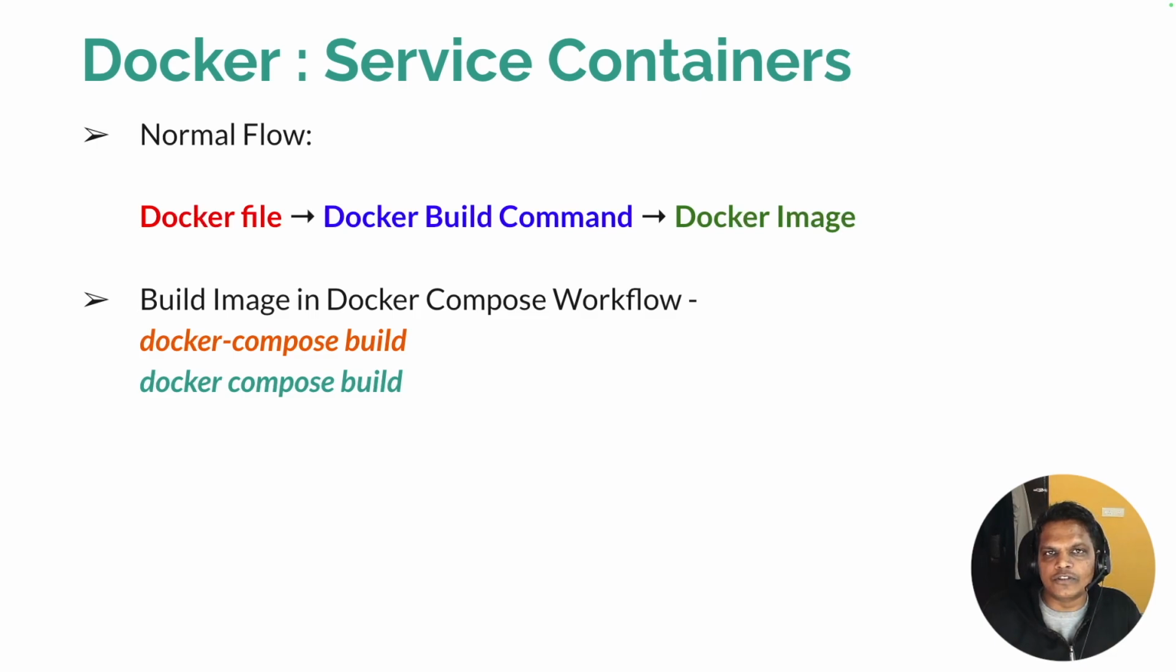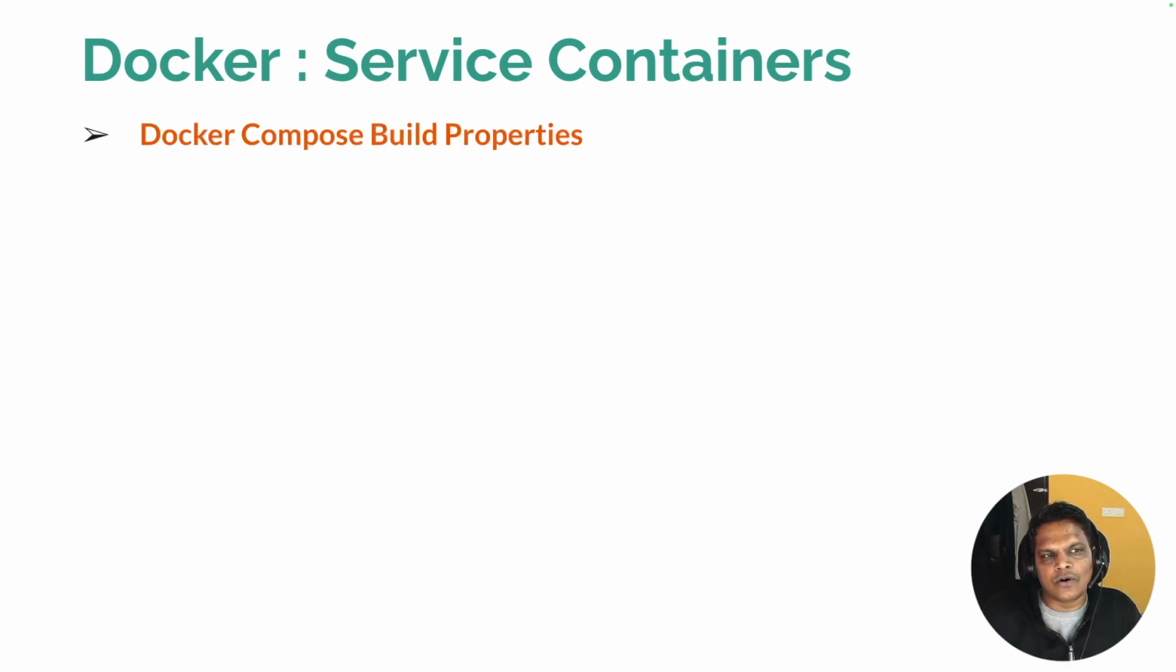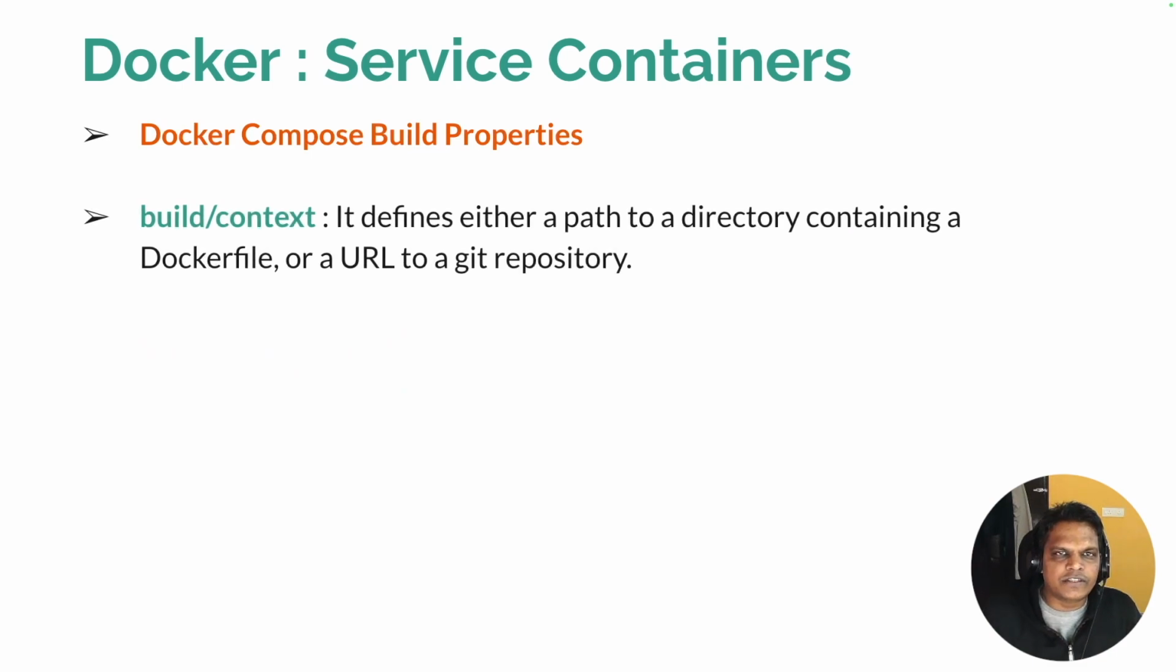Before the docker compose build, we need to create a compose file. So let's talk about the syntax we need to define to build the image using Docker Compose. Let's see what the docker compose build properties are. In Docker Compose, you first need to define the syntax build or context. This build or context defines either the path of the directory containing the Dockerfile or the URL of the Git repository. Whenever you want to create the Docker image, you need the Dockerfile.